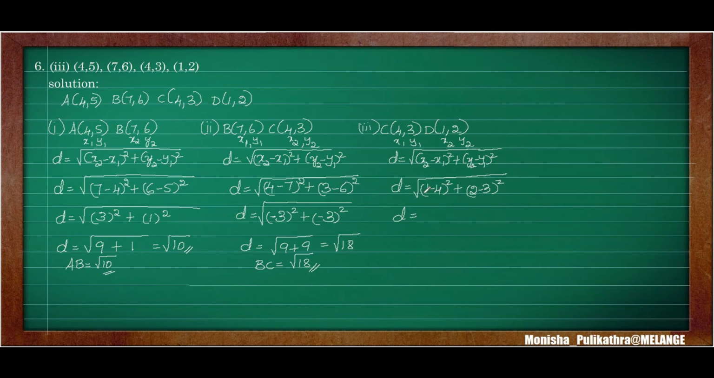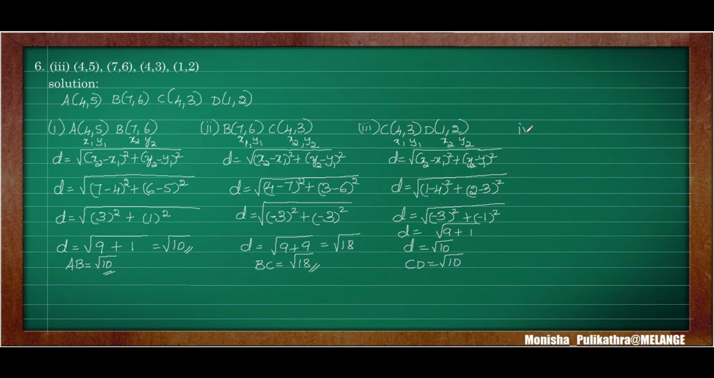So D is equal to 4 minus 1 is 3, where larger number sign is minus. So minus 3 whole square. 3 minus 2 is 1, larger number sign is minus. So D is equal to 3 square is 9 plus 1 square is 1. So it will become D is equal to root 10. That is CD. That is CD is equal to root 10.